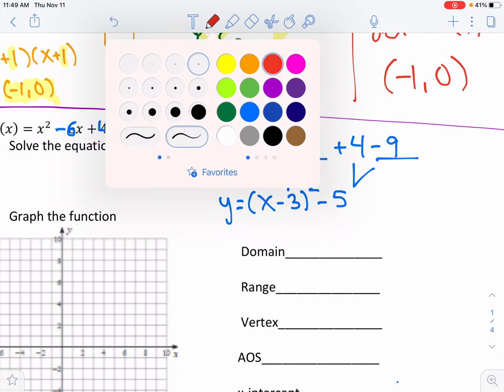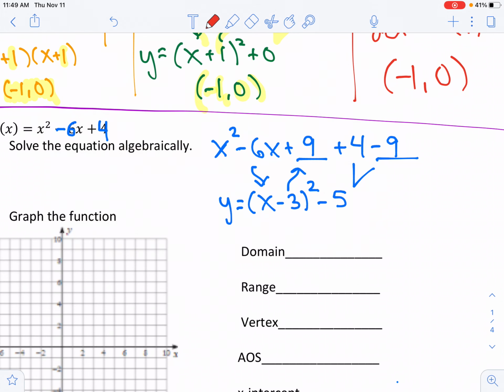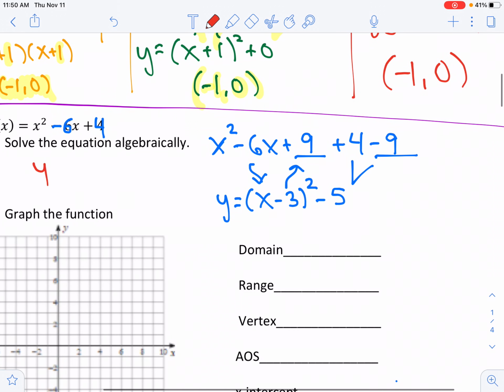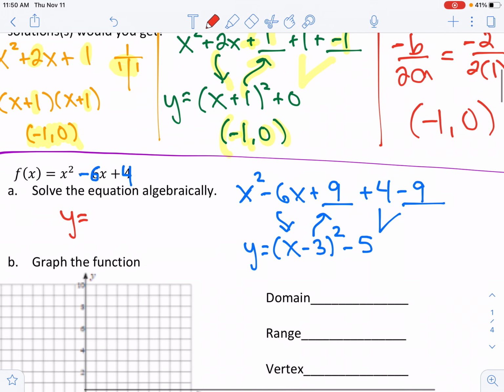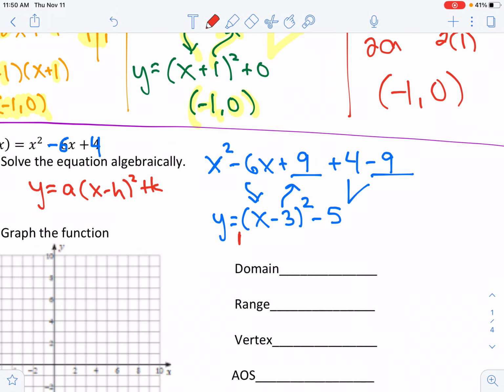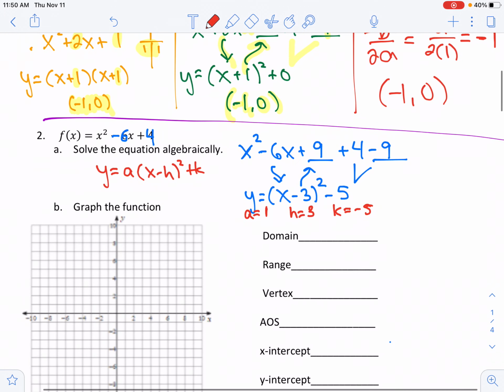And then you guys really should be looking at your yellow sheet. And your yellow sheet for graphing vertex form says identify A, H, and K. Well, remember that's y equals a times x minus h squared plus k. So in this case, my a is 1, my h is a +3, and my k is a -5. Again, I'm getting this off my yellow sheet. So my vertex is 3, -5.